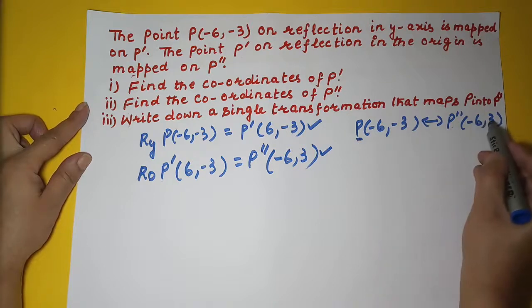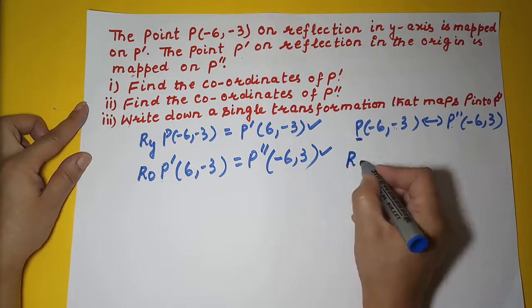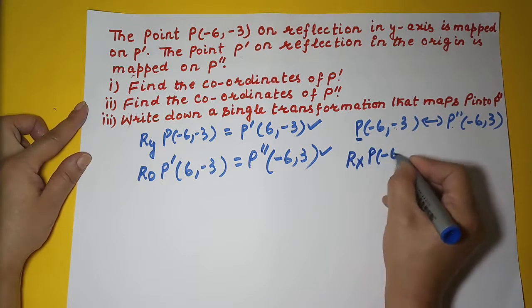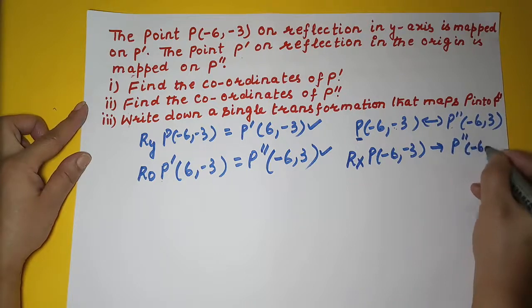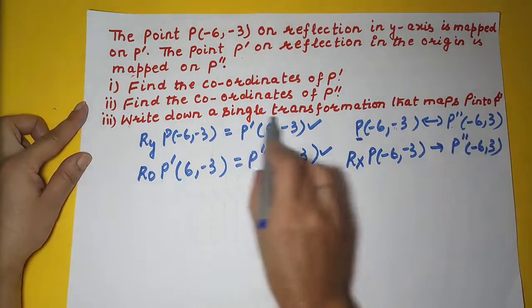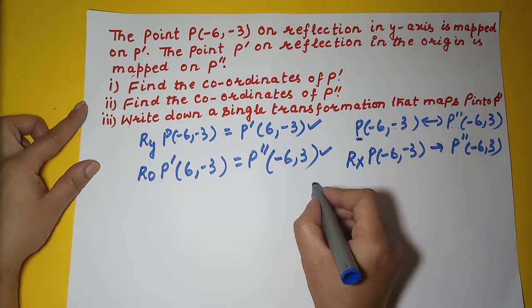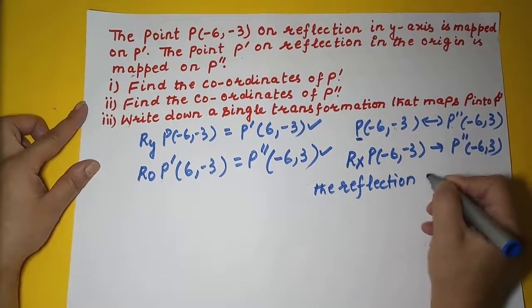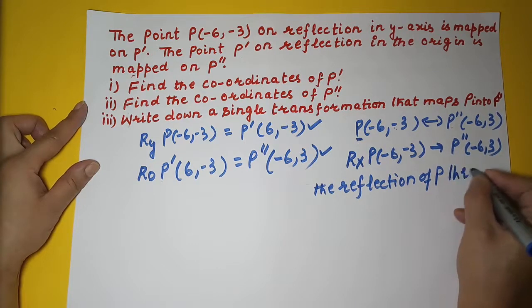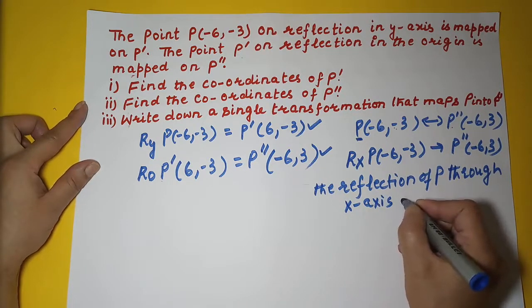Let's see which sign has changed. Y has changed. When does the y sign change? When we reflect any point through the x-axis. So if we reflect this point P through the x-axis, what will we get? We will get P double dash here as (-6, 3). So directly, which is the single transformation which can convert P into P double dash? So you can write the reflection of P through the x-axis. If you reflect P through the x-axis, then it will directly get converted into P double dash.